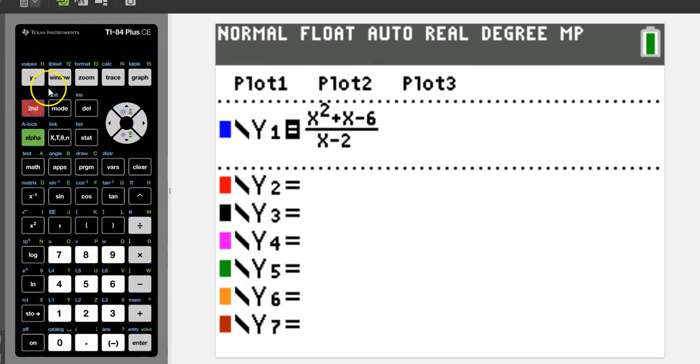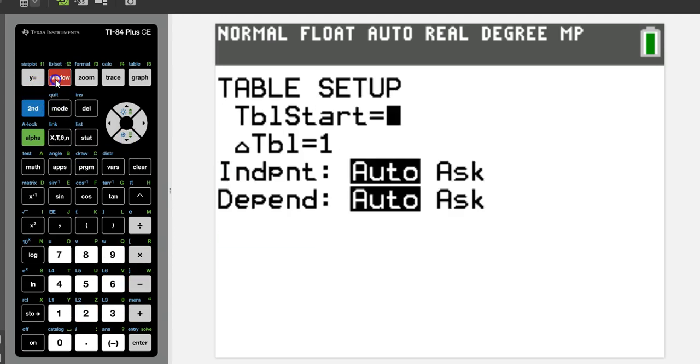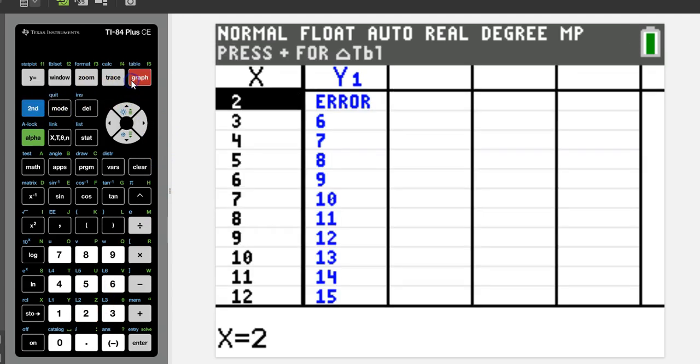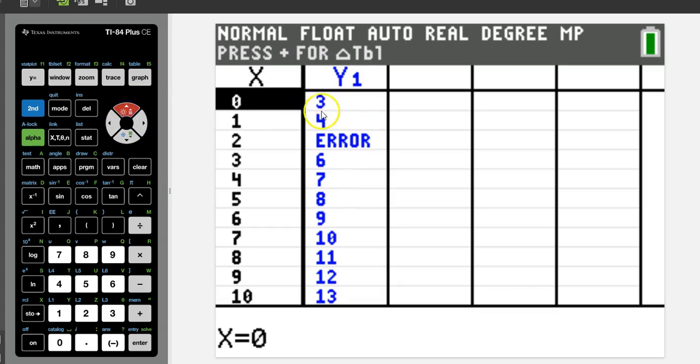Okay, so let's set up our table. We'll do second table set, and we may as well start it near 2, right? Because that's the point that we're going to find the limit of as x approaches 2. And we'll do second table. So we can see there's an error at 2, so we can't tell what the limit is from there. We can get kind of a good idea because check out the rest of it. It goes 3, 4, blank, 6, 7, 8, 9, right? It's probably a 5.